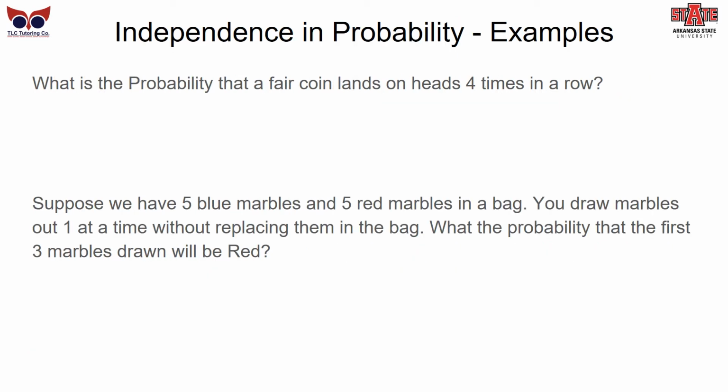So, let's try this. What is the probability that a fair coin lands on heads 4 times in a row? Then we could talk about, let's say I have 5 blue marbles and 5 red marbles in a bag. You could draw marbles out one at a time without replacing them. And what is the probability that the first 3 marbles will be red? The first one, the fair coin, these are independent tosses. The second one, marbles in a bag, because every time you draw out a marble, the probability is changing because you didn't put the marbles back in. So this is a dependent probability.